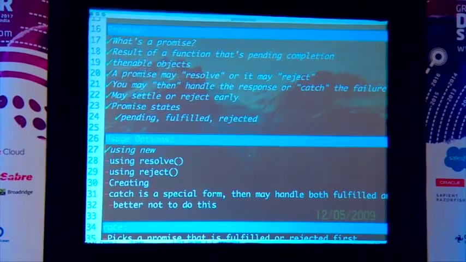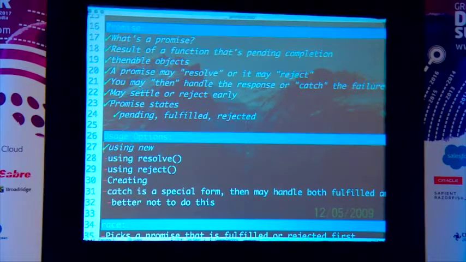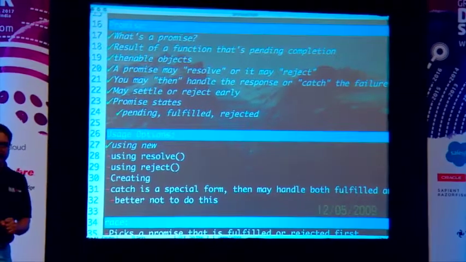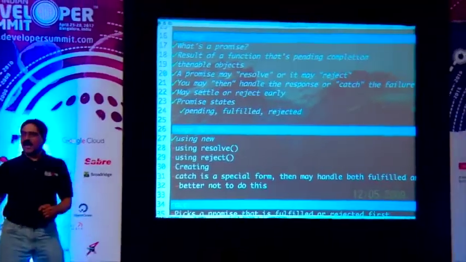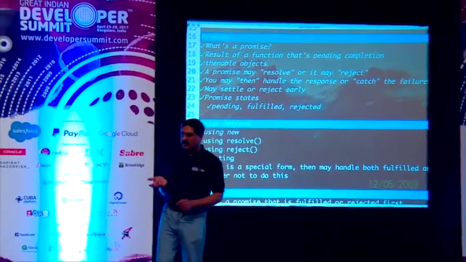So how do you use this? You can use a new to create a promise. You saw me do this already. When do you use the new? You use a new when you want to return a promise of what status? Pending. I can't decide now. So I'm going to wait until later. So I'm going to give you a new promise.